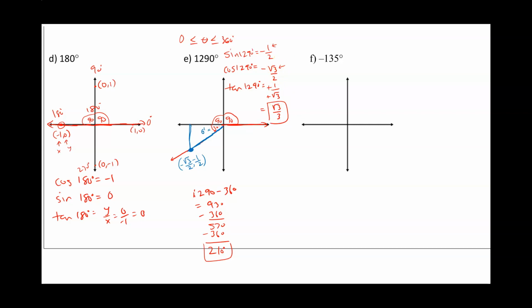Lastly, we have -135 degrees, so we start with the x-axis. That's our initial side. This is -90, and to get to -135, we have to go -45 degrees more.